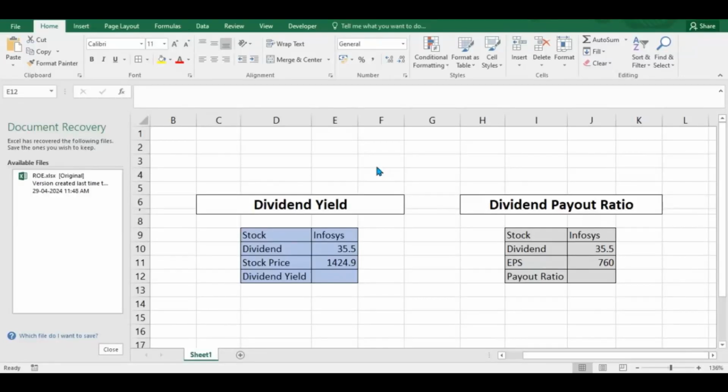Hello everyone, in this video, we will learn the difference between dividend yield and dividend payout ratio. Dividend yield tells how much dividend we get for the price we pay. As dividends are most of the time regular incomes, investors check this parameter while selecting a stock. Dividend yield also adds to the valuation of a stock.